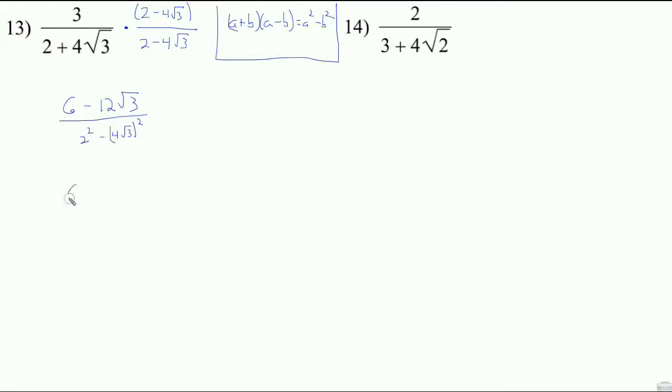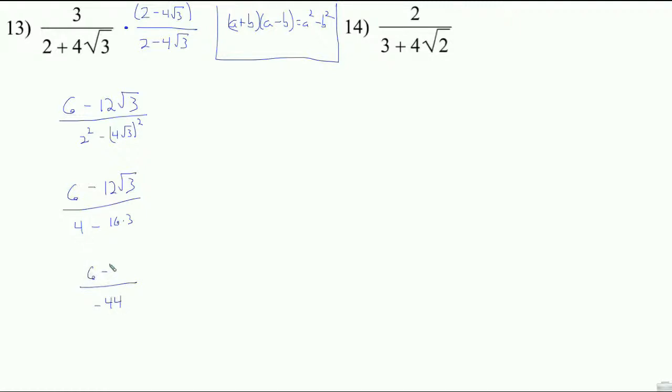So back to our problem. In the numerator, we have 6 minus 12 root 3 over 2 squared is 4 minus, and you can probably do this in your head. If you need to do it to the side, that's fine. But when you square two things multiplied together, you have to square both of them. So 4 squared is 16, and root 3 squared is simply 3. And 16 times 3 is 48 if you multiply that out. So this is 48. So 4 minus 48 is negative 44.